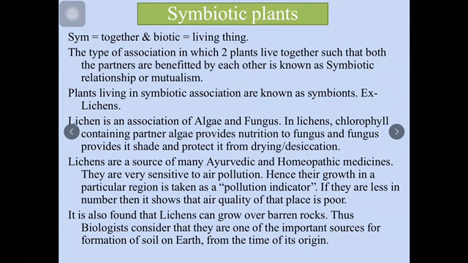For example, a renter and a landlord. What is the landlord doing? Giving some part of his house to the renter to live. And what is the renter doing? Giving the landlord the money. So both are benefited. The renter is getting a place to live and the landlord is getting the money. Same is the situation with symbiotic plants. The type of association in which two plants live together such that both partners are benefited by each other is known as symbiotic relationship or mutualism. Plants living in symbiotic association are known as symbionts.